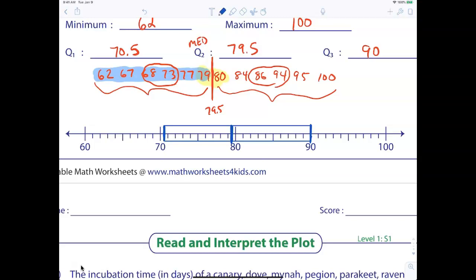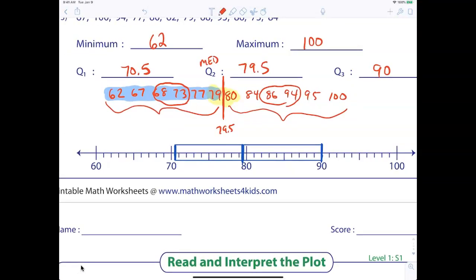And now what I need to do is draw the lowest. The minimum is what? 62. So I put a dot at 62. Then I put a dot at 100. And then the whisker, from here to here, and from here to here. All right. Is everybody with me on that?